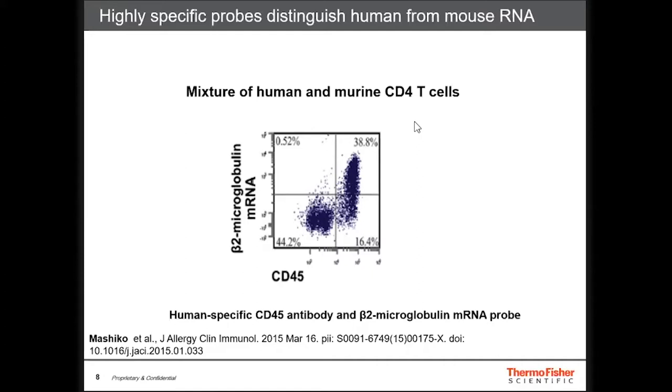So just in the human cells, so those that were positive for that human-specific CD45 cell, did they really see any appreciable signal for the beta-2 microglobulin mRNA? So not just in our example, but also in the published literature, the specificity of the assay has been pretty well demonstrated then too. That's just showing those two populations then of the human and the mouse there.